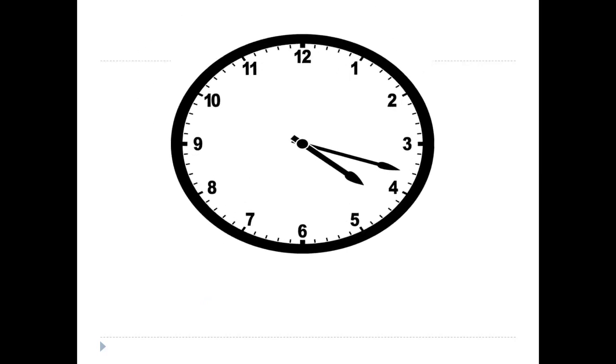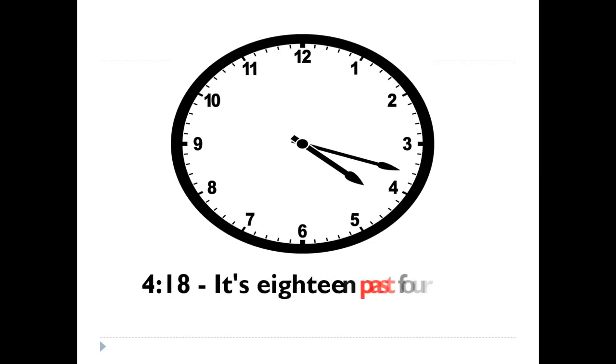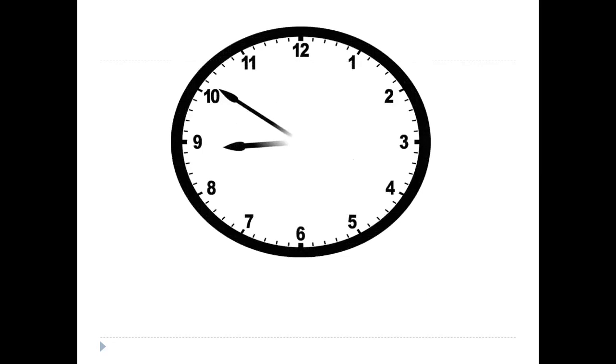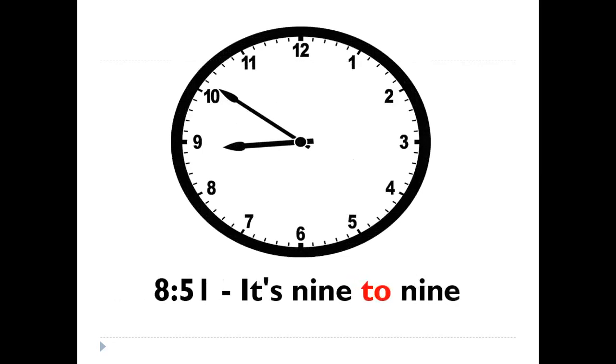And over here it's past. So it will be 18 past 4. And over here it will be to. So it will be 9 to 9, meaning that there are 9 minutes missing to get to 9.